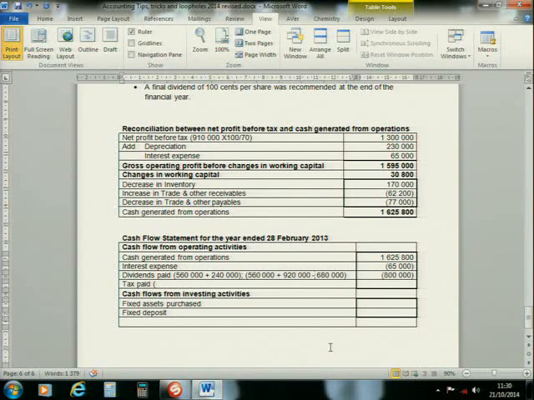It's 560 plus 920 minus 680. That gives you 800,000. So why go all the way? Because the 920 includes the 680. You've included the 680 and you are taking it out. Why don't you just take this interim dividend once and for all? 920 minus 680 will give you the 240.